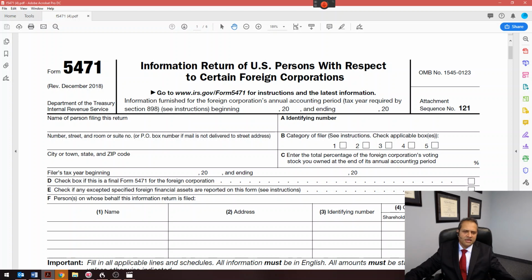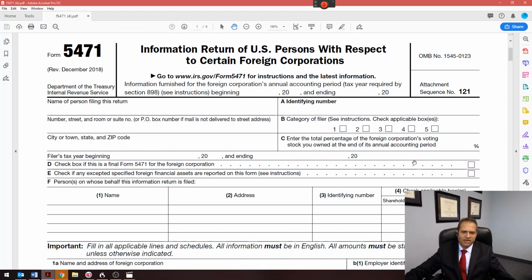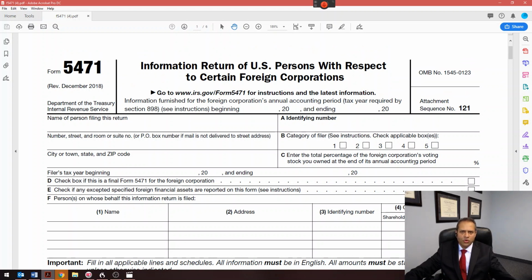Sometimes there's a delinquent international information return submission program filing you can file in this instance to try to get out of the penalties. But if you file with no protection, no explanation, or nothing, you're going to expect to get hit with that penalty.